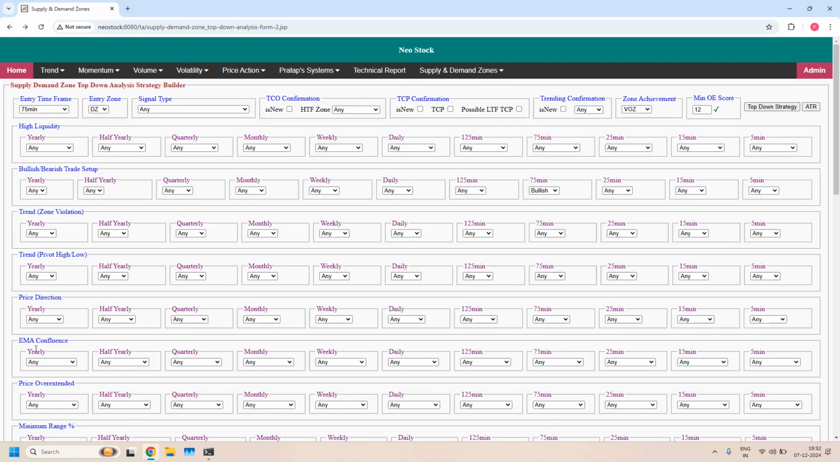So let's verify. In the EMA confluence, weekly time frame, because the 75 minutes entry zone together with the daily zone is part of the weekly zone. That's why the weekly zone having weekly EMA confluence. Enable the filter, but the trend should not be sideways, it should be only uptrend. That's why in the trend zone violation at weekly I am selecting uptrend, but not sideways.